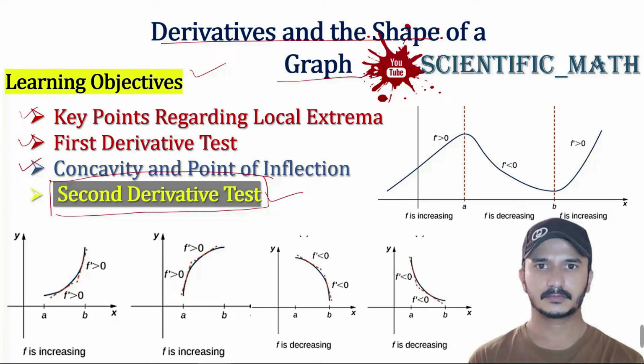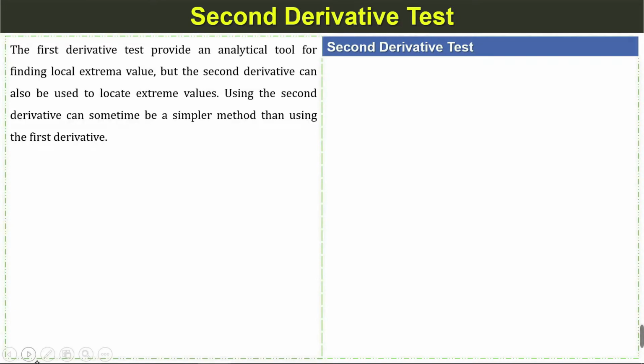How we can use the second derivative test to find the local extrema, meaning the local maximum value and local minimum value of the function. The first derivative test provides an analytic tool for finding the local extrema values, but the second derivative test can also be used to locate extreme values. Using the second derivative can sometimes be a simpler method than the first derivative.